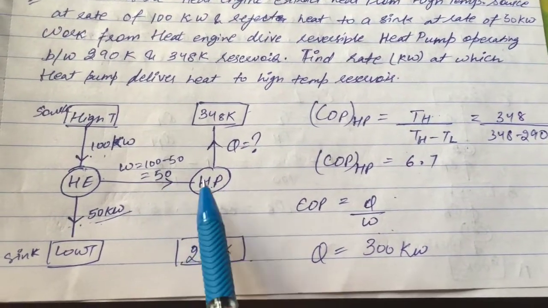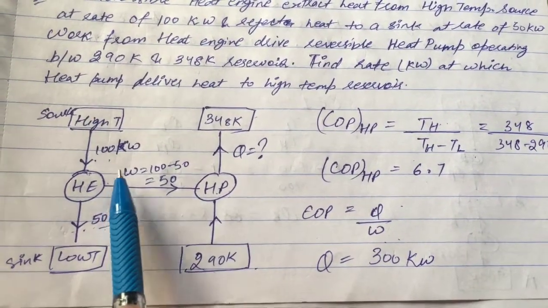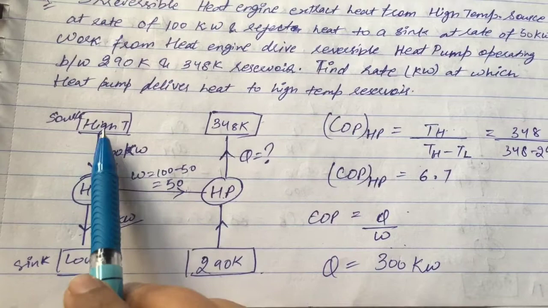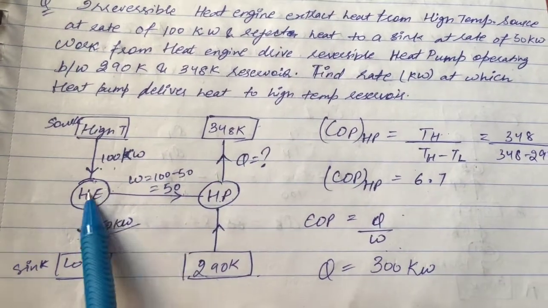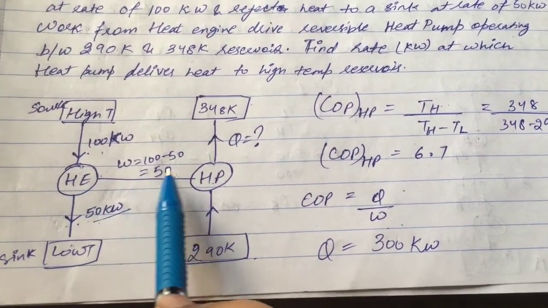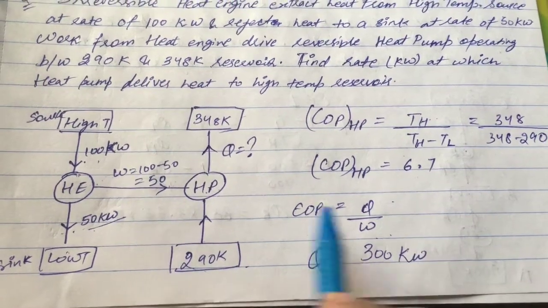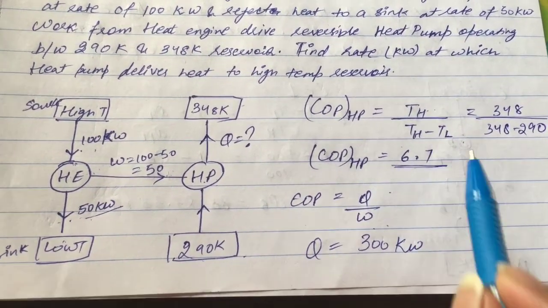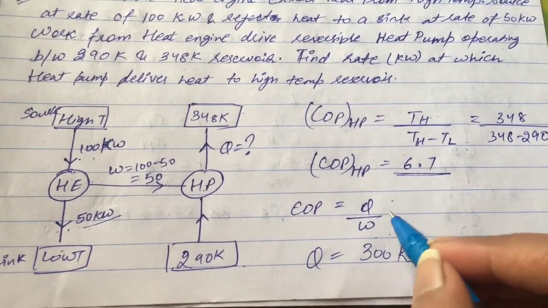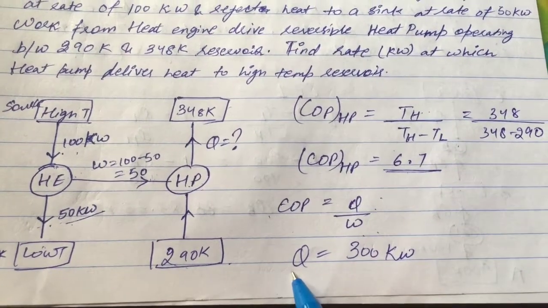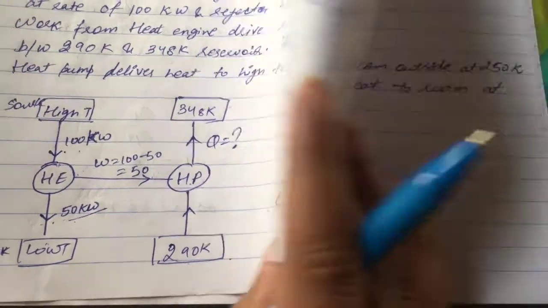So in heat pump, we know W is given. W we have calculated from heat engine work which is coming out, which is 50, and COP we have calculated 6.7. So putting the values in here, we can calculate our Q, which is equal to 300 kilowatt.